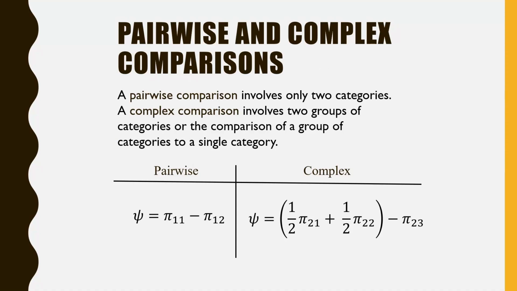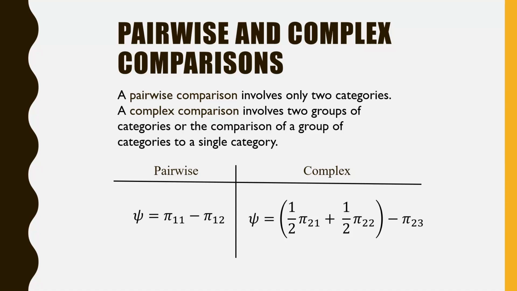Now, what are we actually comparing here? We're comparing proportions. We're looking at the population proportions and using the sample data and sample proportions to see if we can make inferences about population proportion contrast. So psi, our contrast here, is equal to a proportion in one condition minus a proportion in another condition for pairwise, but for complex, psi could be a combination of proportions in conditions contrasted with a third.